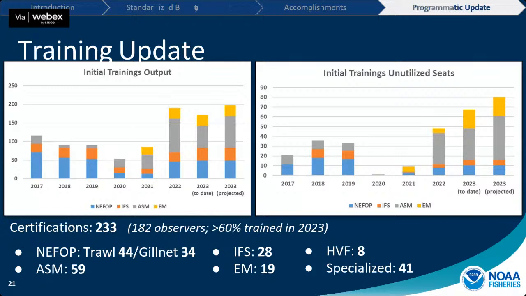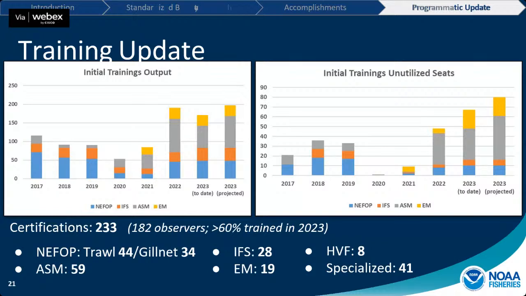So these graphs basically show you our training outputs by program. If you focus on the left table there, our graph in 2023 to date and projected, it shows you basically how many people we expect to go through each program. So EM being the smallest, ASM being the largest, and with IFS and NEFOP falling somewhere in between. The right graph here shows you our initial trainings and unutilized seats. Under our contract modifications, we are trying to really push the recruitment. I do think the providers have been doing an outstanding job with their recruitment strategies. But certainly it's become an issue since the pandemic where there's really been an uptick in observers committing to training and then dropping out at the last minute.